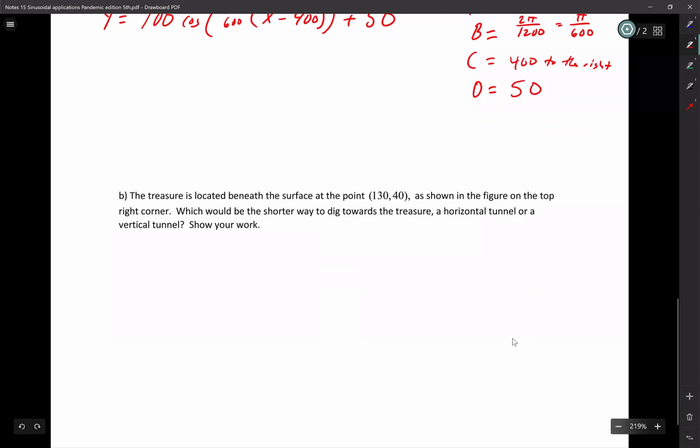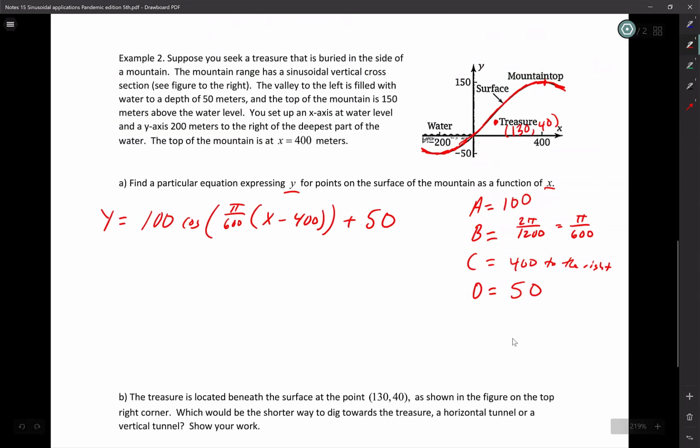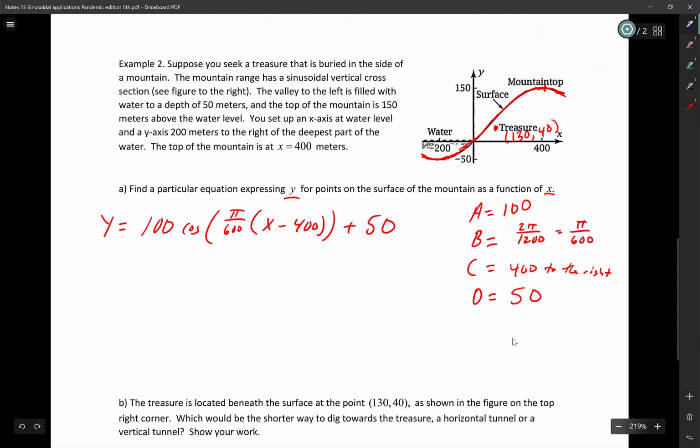Anyways, which would be the shorter way to dig towards the treasure? A horizontal tunnel or a vertical tunnel? Show your work. All right. Let's see if we can understand what's going on here, guys. They want to know, and I'm going to go ahead and color code it, is this shorter, what's in blue, the vertical tunnel, or is the green one shorter? Well, I don't know. It looks pretty close to me. They both look the same. So that's what we want to know, guys.